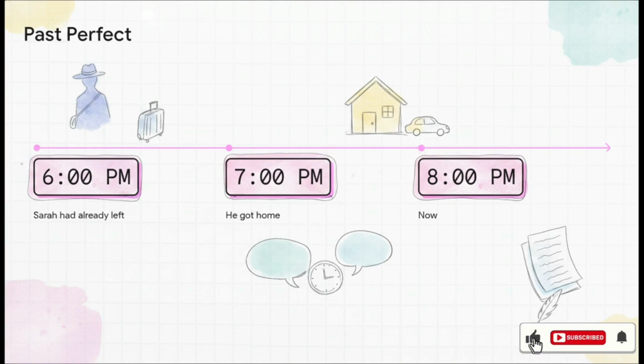For example, Sarah had already left by the time he got home. Both actions are in the past, but the past perfect, had already left, clarifies the exact sequence of events. She left first. Or, I had already booked the tickets when the concert sold out. You booked them first. It completely removes all ambiguity from your historical reporting.